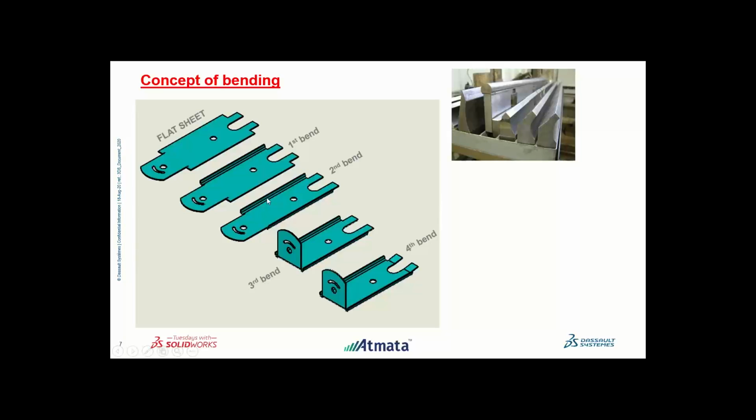We use some press tools, and with these press tools, we start creating operations from the first bend, second bend, third bend, and then we plan these bends and we complete our sheet metal part. So this is a simple concept of how sheet metal is done. From a flat sheet, we create the bends.